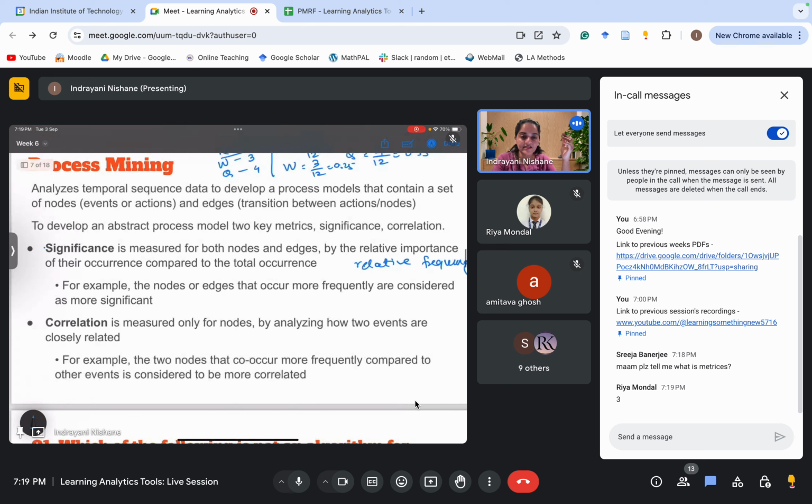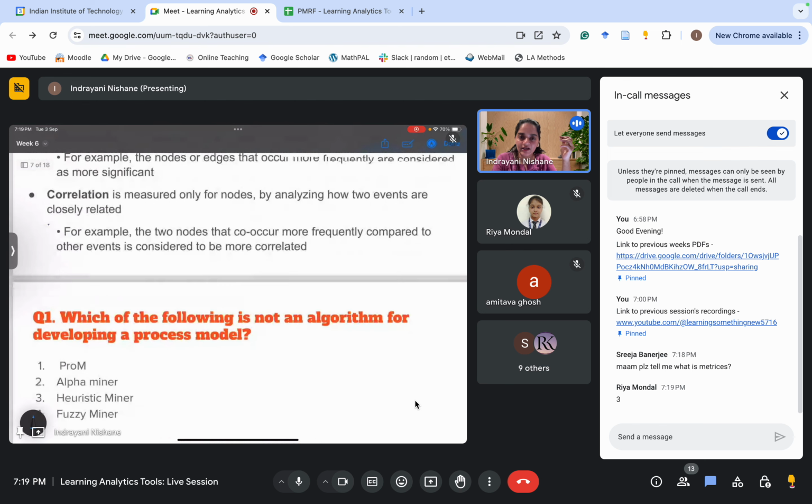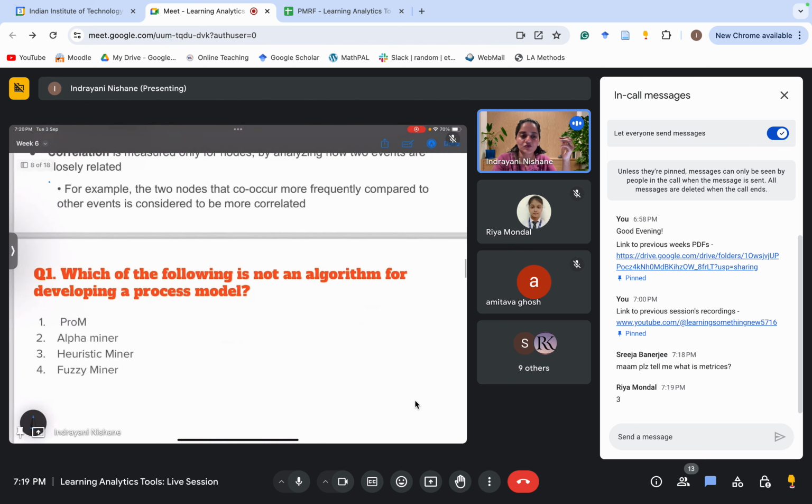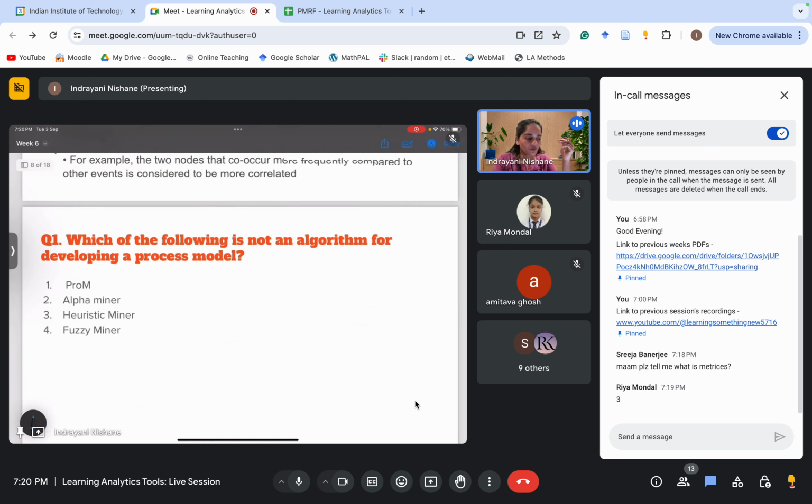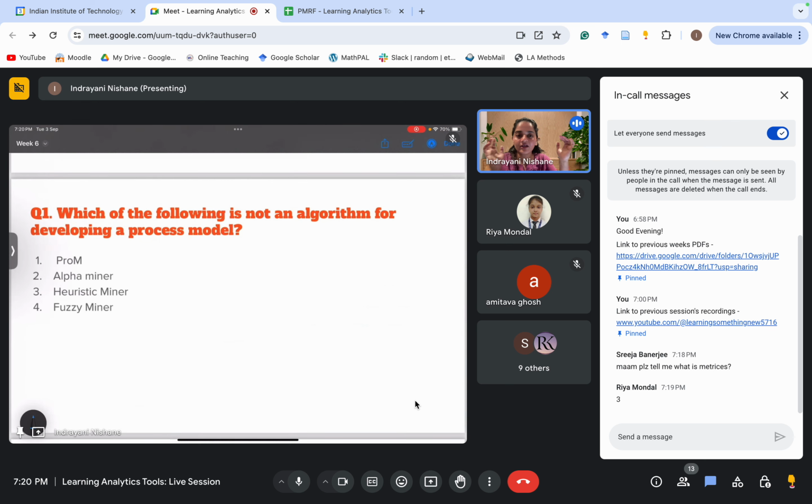These are the matrices: significance and correlations for process mining. So these are covered in the lecture also, and we just spoke about these two matrices. I was talking about the significance and correlation. Based on that, there are different algorithms which are used. So the question is, which of the following is not an algorithm?